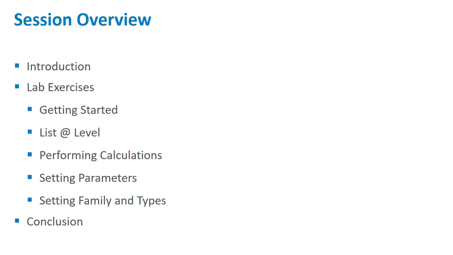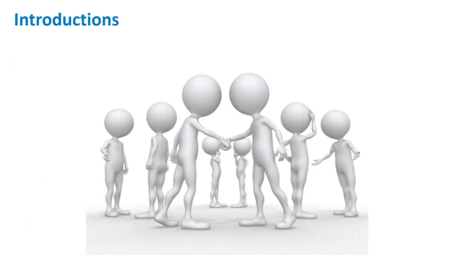So we're going to look at some simple getting started exercises, and then we're going to look at the list at level functionality because it's extremely important in Dynamo. And then we're going to look at basically three things, all intertwined in some form or fashion: performing calculations, setting parameters, and setting family and types. And then we'll wrap it up, and we'll move on.